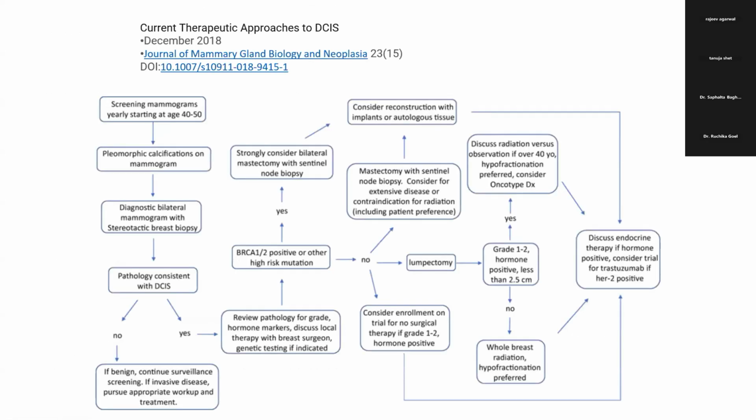So this is one of the current treatment plans which I got from one of the articles. And this considers, along with the other features, the positivity of BRCA and I think the Oncotype DX, etc.